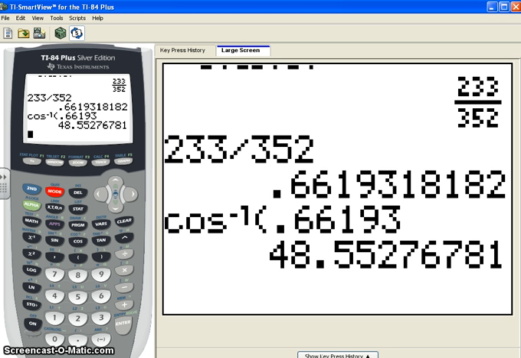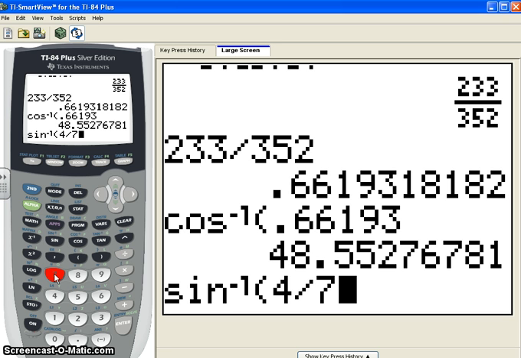Now, since we were told sin theta was 4/7, I'm going to go on my calculator and figure out how much theta is doing inverse sin or arc sin or sin -1.